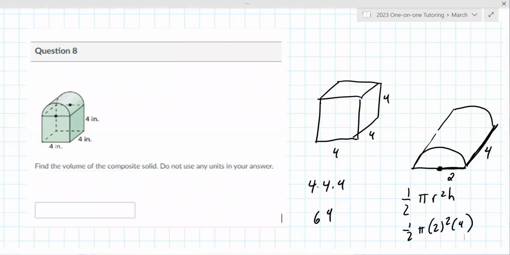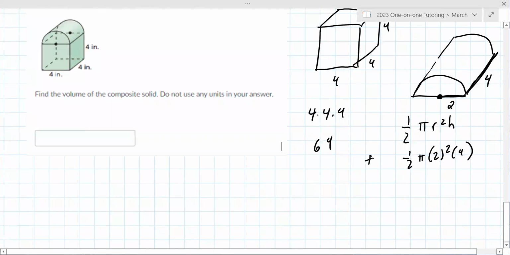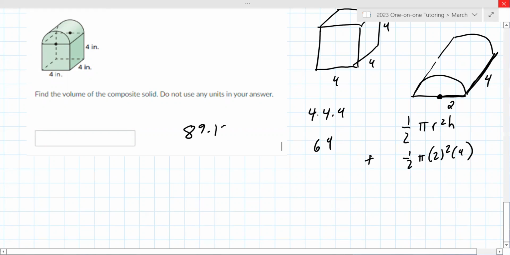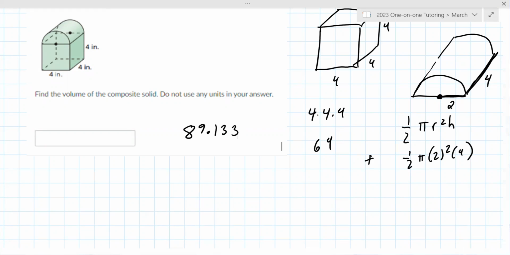Does it say anything about rounding your answer there? No. Okay, so I'm not sure what to suggest here. We'll just throw this on the calculator at one time and see what the result is. So I got a decimal. And I don't know what to tell you to round it to, but we'll just say 89.133. Hopefully that is sufficient for this. No idea.